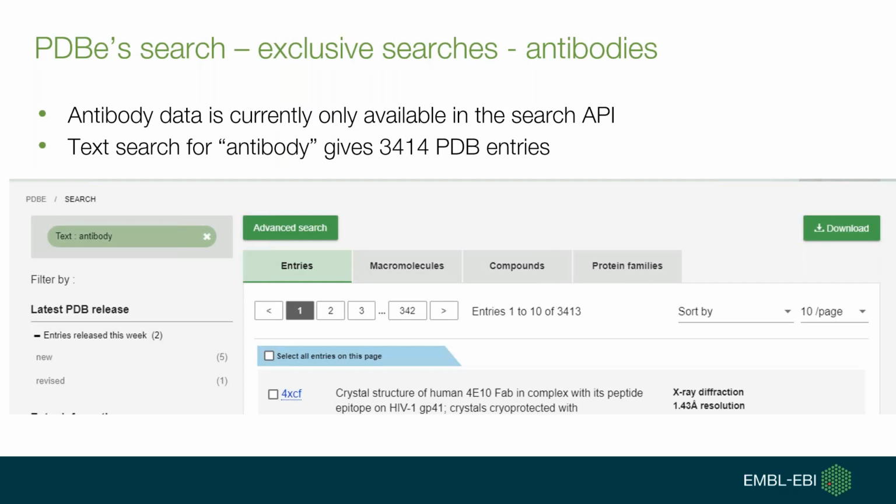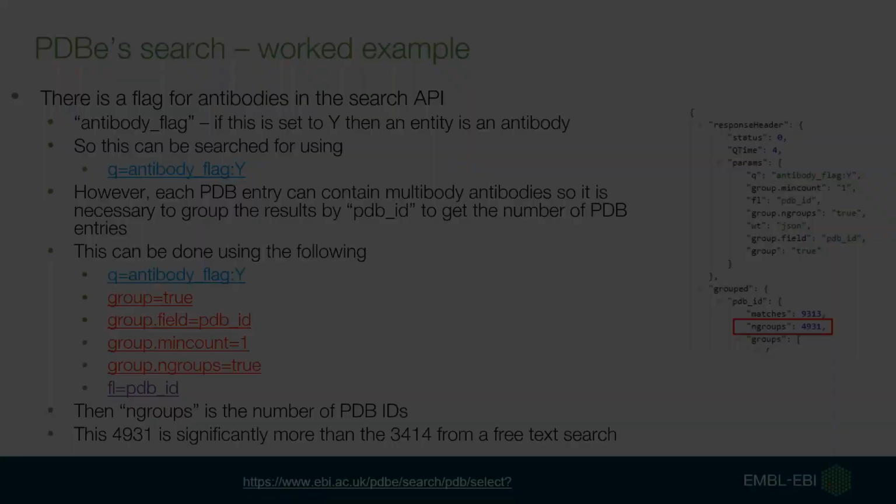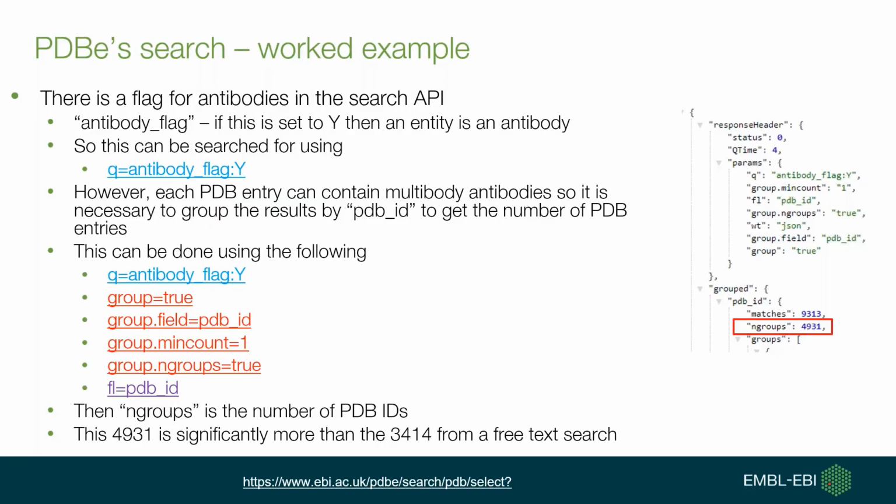Another exclusive search we have that's currently not available anywhere else is looking for antibodies. So we run a program behind the scenes to identify antibodies within PDBe. The reason we do this is if you currently do a text search for antibody, you get very messy data back, and you get about 3,400 PDBe entries at the time I wrote this. What we do have within the search API, though, is a very simple flag of antibody Y for yes.